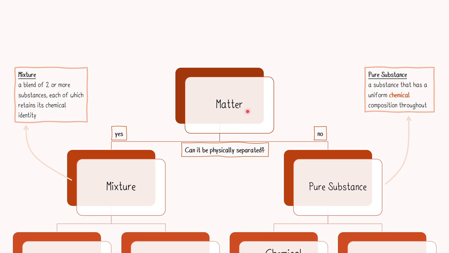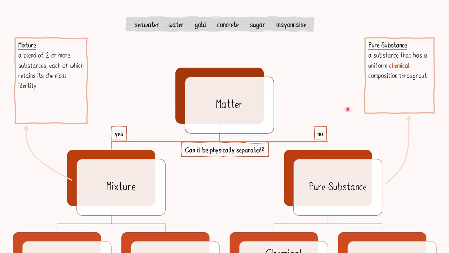For another example, you just have a plate or a bowl filled with sugar. And the question is now, can it be physically separated? And the answer would be no. There's only sugar in the bowl. There's nothing to separate it from. So we know we have a pure substance. And a pure substance is defined as a substance that has a uniform chemical composition through and through the whole substance.